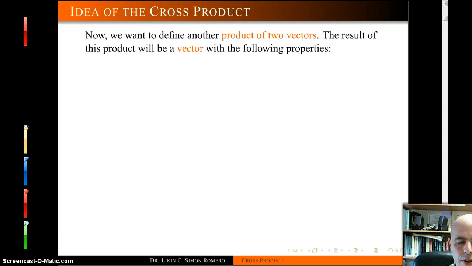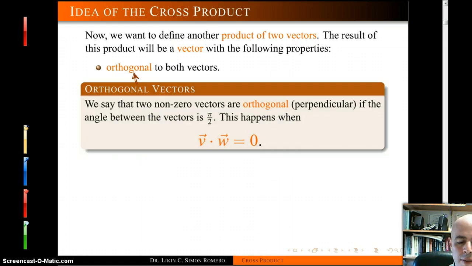The idea of the cross product. We want to define a new product of vectors. Now we want the result to be a vector, unlike the dot product. This vector has to have certain properties. It will be orthogonal to both vectors. Remember, orthogonal means that the angle between them is a right angle.